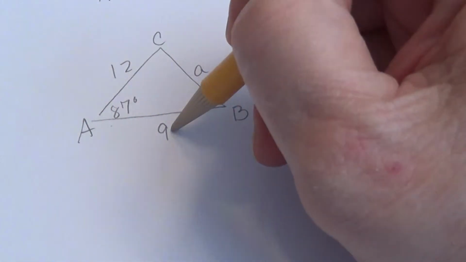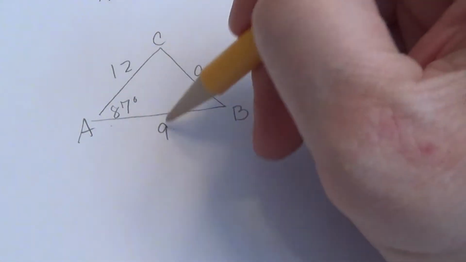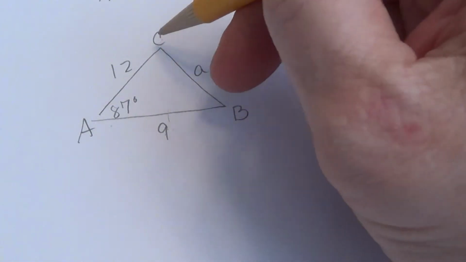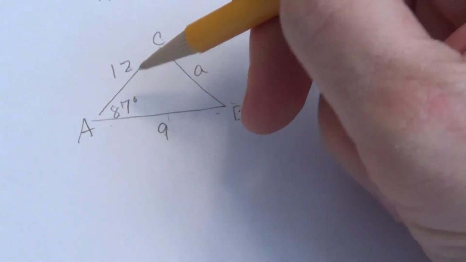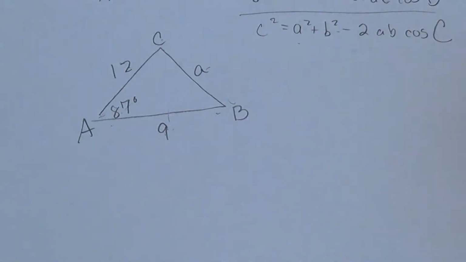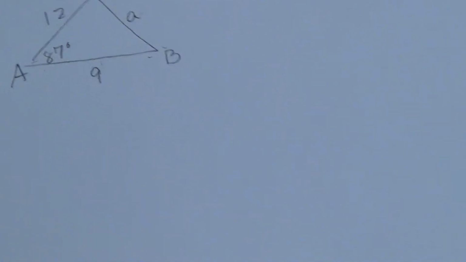I know 12 and 9. But across from 9, I don't know this pair. Across from 12, I don't know this pair. Across from the angle 87 degrees, I do not know this pair. So there's no pair, so I have to use something other than the law of sines. And that's when we use the law of cosines.